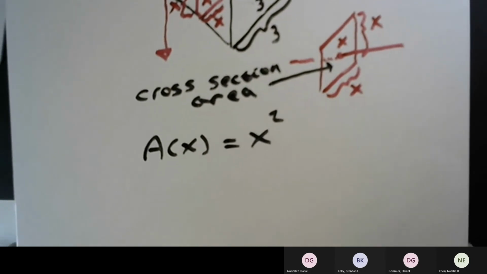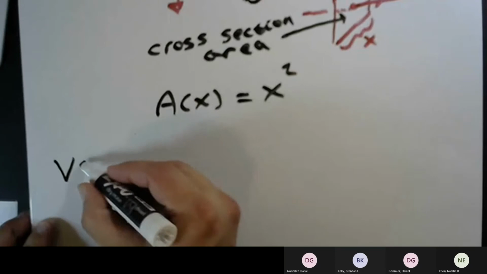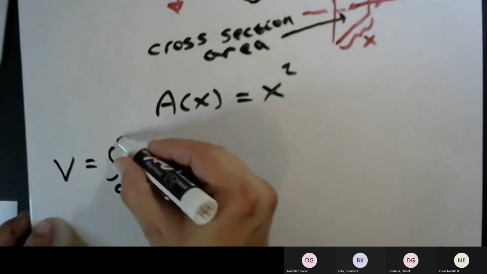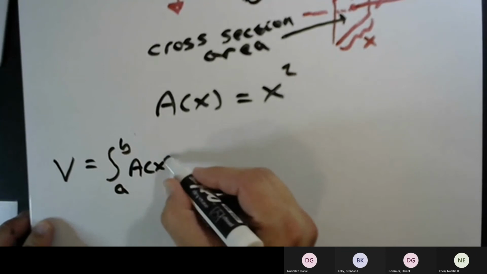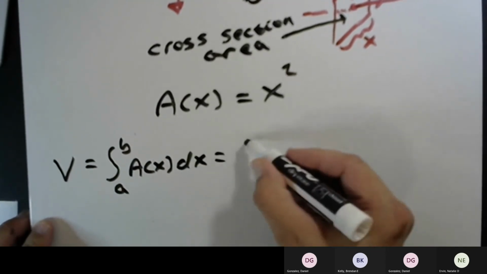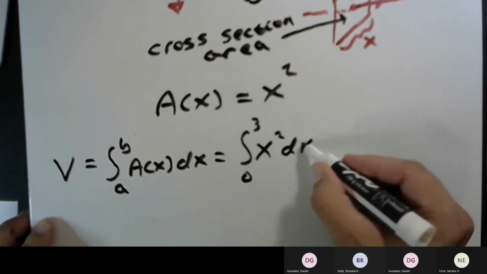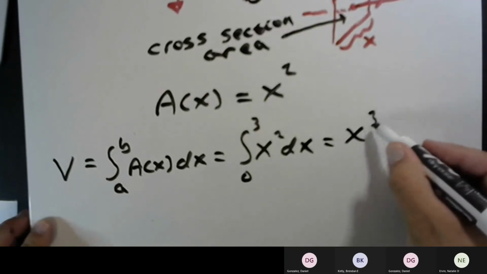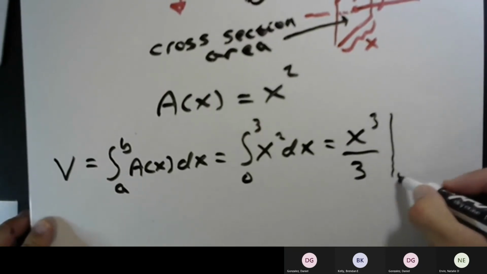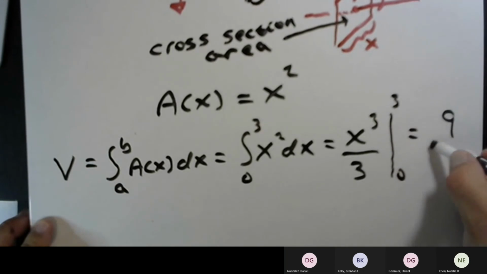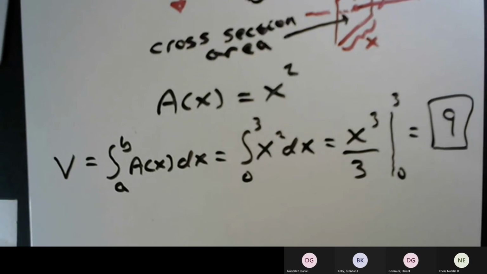So to find the volume of this pyramid, it's the integral from a to b of A of x dx, or the integral from 0 to 3 of x squared dx, or x cubed over 3, from 0 to 3, and this is equal to 9. So any questions about that? All right.